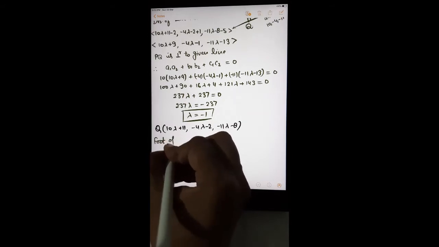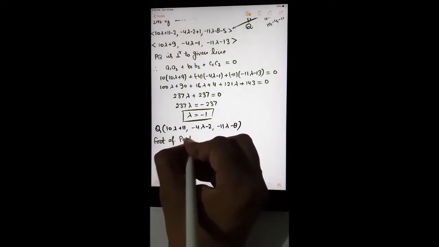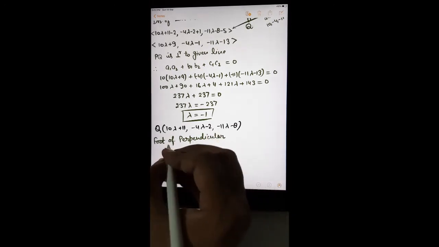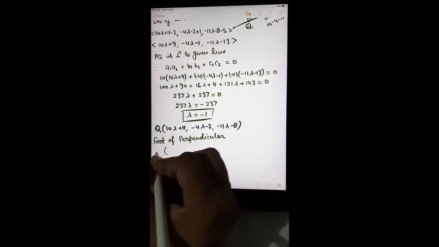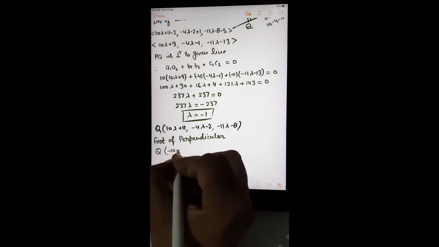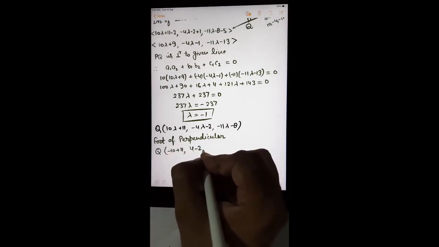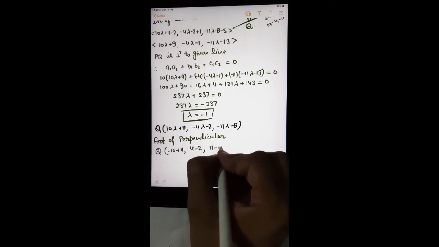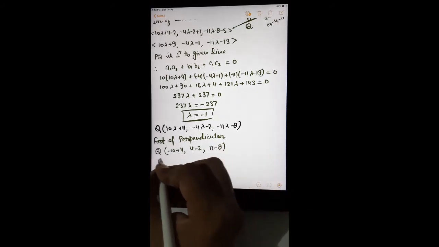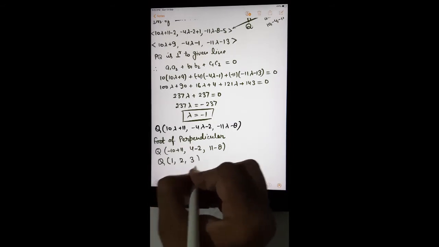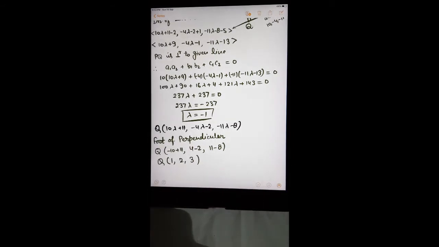So the foot of perpendicular will be minus 10 plus 11, 4 minus 2, and 11 minus 8. So it will be 1, 2 and 3. This is the foot of perpendicular.